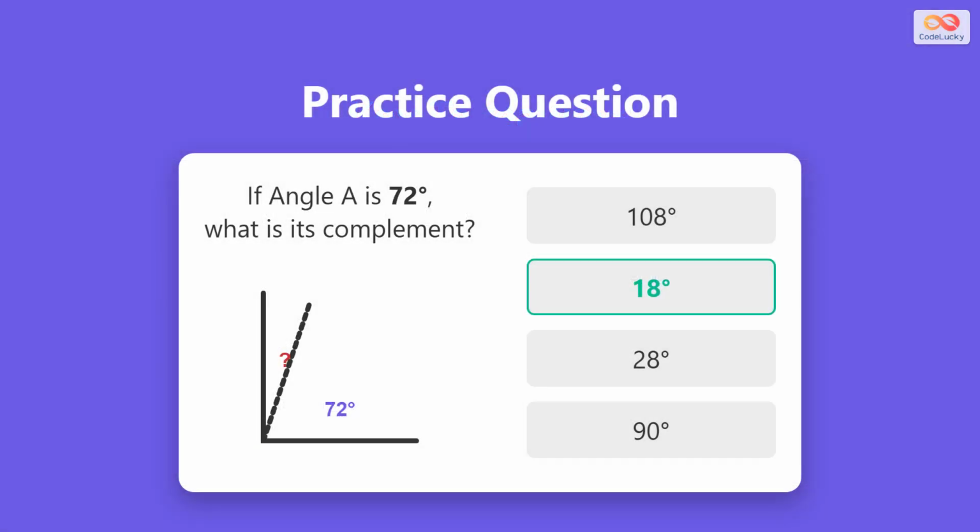Now try this yourself. If angle A is 72 degrees, what is its complement? Take a moment to think. 90 minus 72 equals 18, so the answer is 18 degrees.